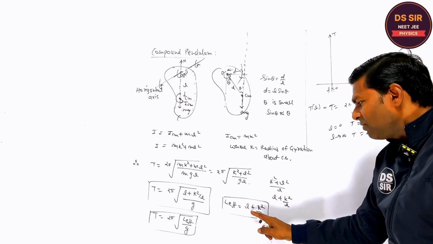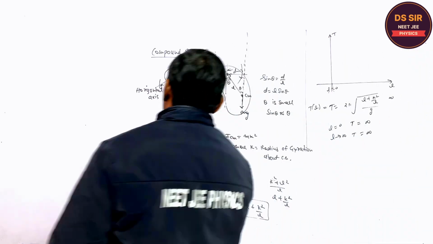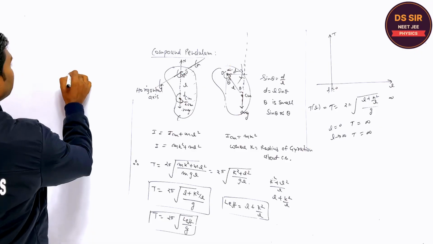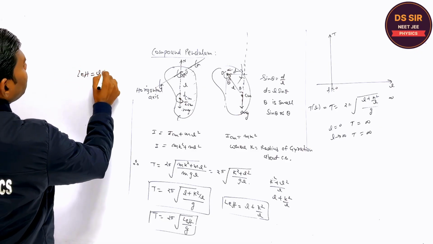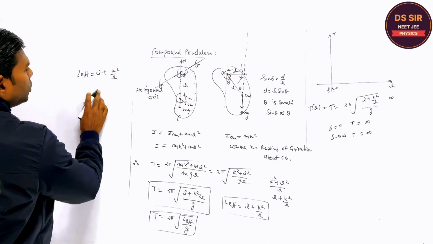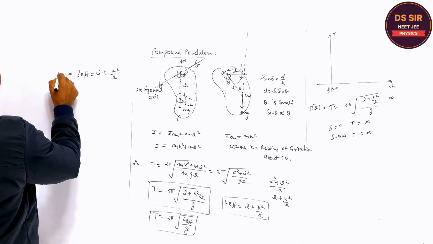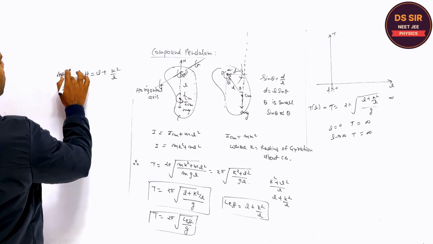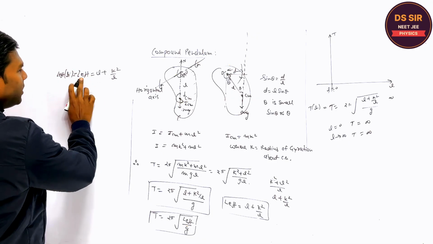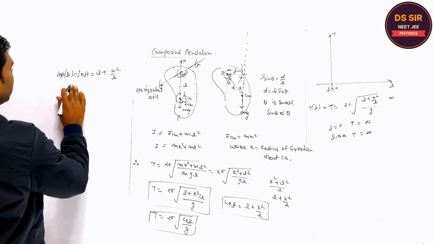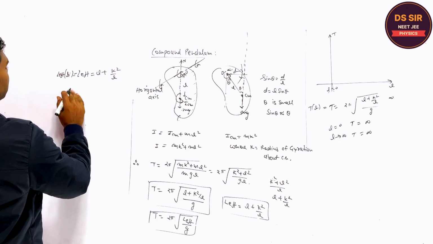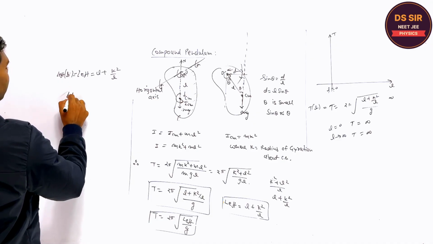So this effective length depends upon what? Listen, this side I am writing. This is the function you may write: L effective is L plus K square upon L. So this L effective depends upon L. To find the minimum value of L effective, you have to differentiate.